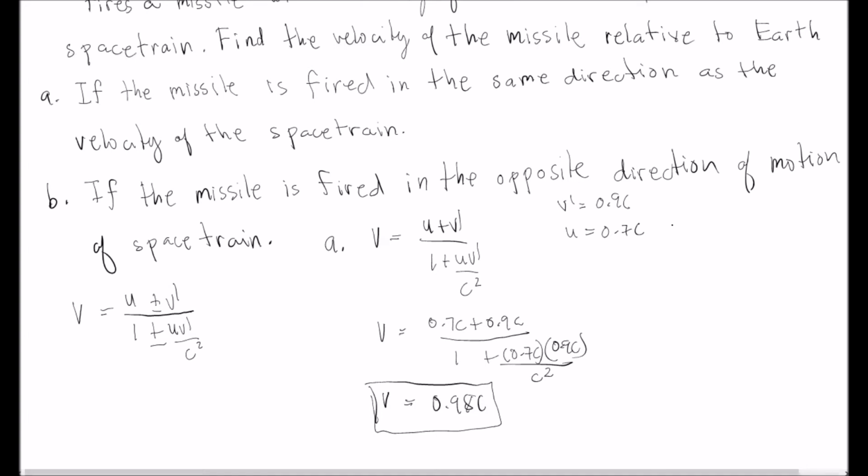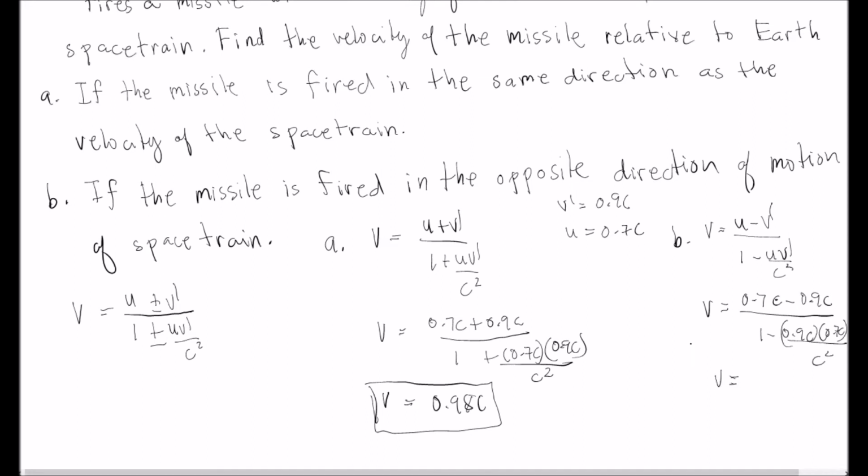So letter B. What if the missile is fired in the opposite direction of the space train? So we'll use v equals (u minus v prime) over (1 minus u times v prime over c squared), right? So v here, what is u? That's 0.7 c minus 0.9 c all over 1 minus 0.9 c times 0.7 c all over c squared.